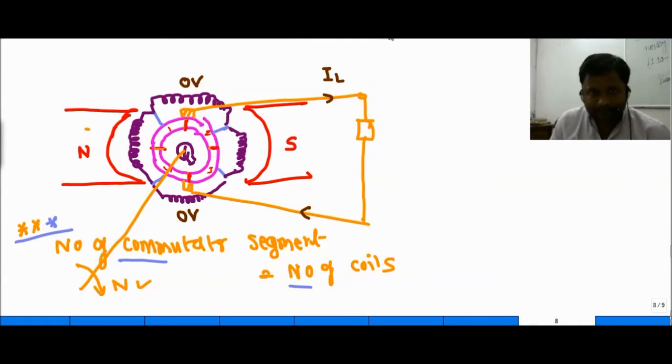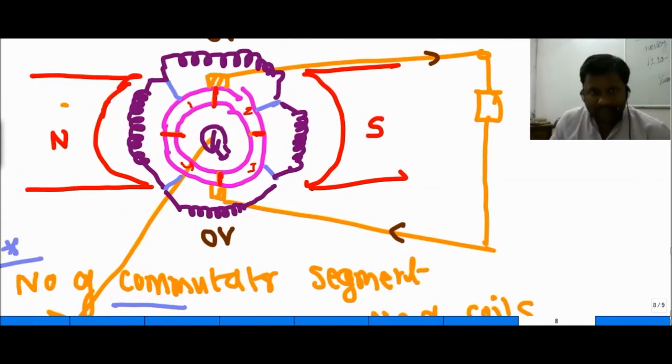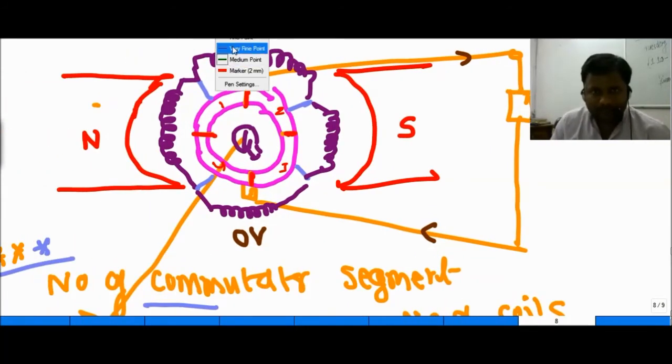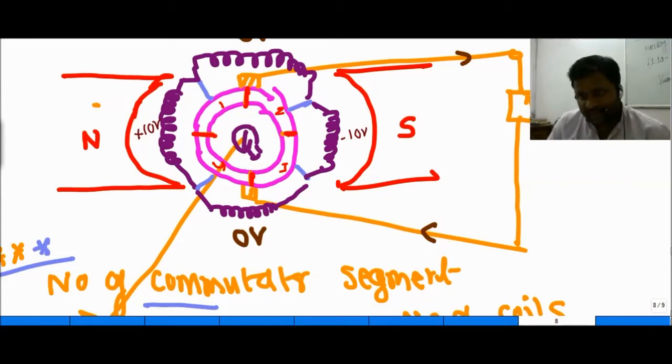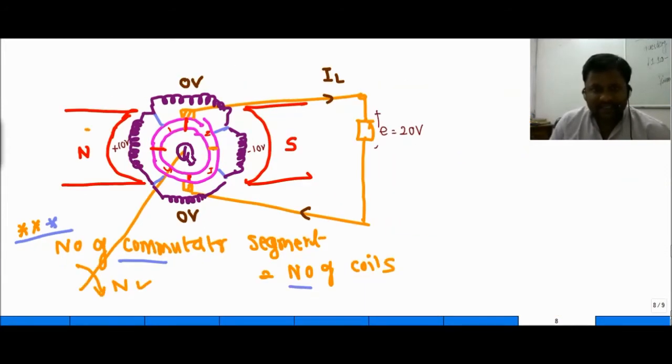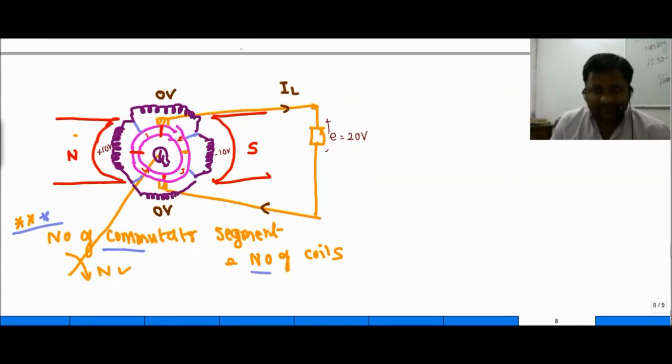we are getting, at this point basically, let's suppose plus 10 volt, and here we are getting minus 10 volt, but the output voltage we are getting is 20 volt. So what is the meaning of it? We are just increasing the commutator segments, but our objective is to decrease the ripple content.